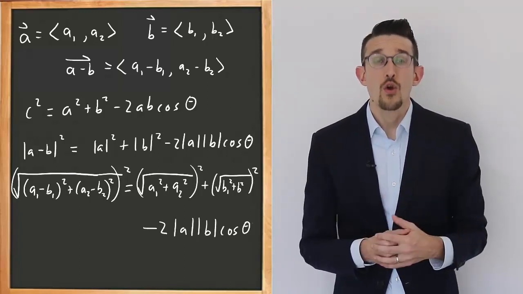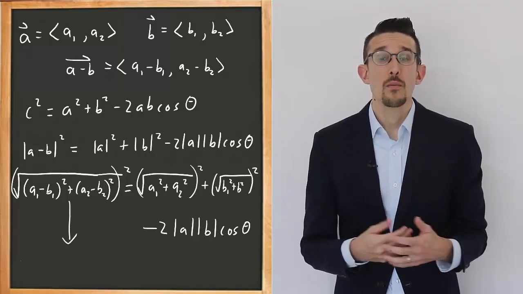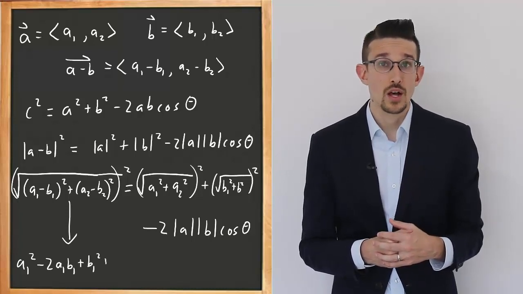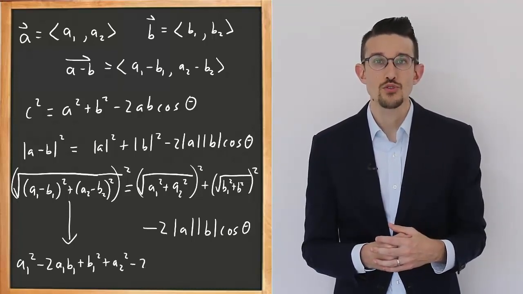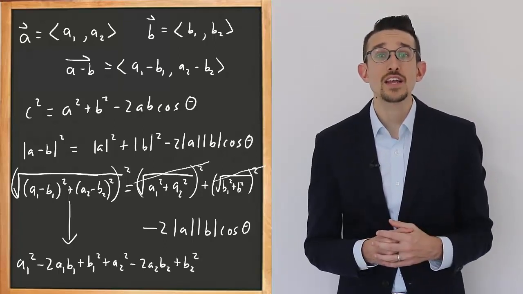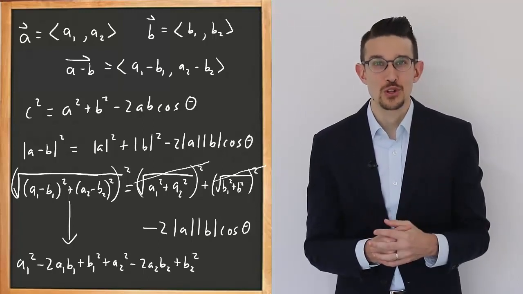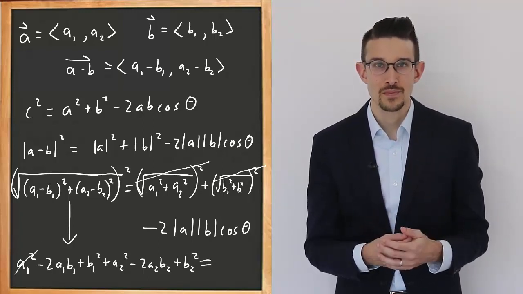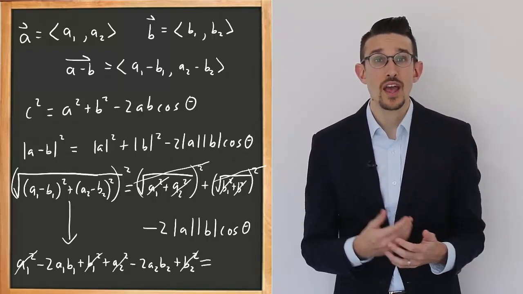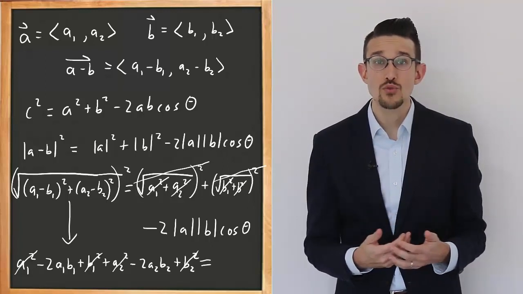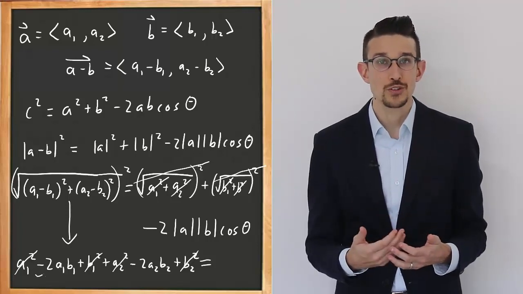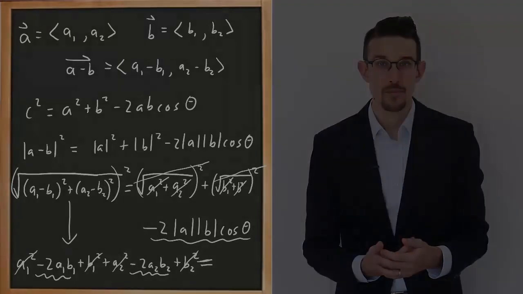And by expanding, we're going to end up with A1 squared minus 2A1B1 plus B1 squared plus A2 squared minus 2A2B2 plus B2 squared. All right, now let's take all of this and substitute it back into the original equation we started with from the law of cosines. As you can see, after we simplify some things, we end up with negative 2A1B1 minus 2A2B2 equals negative 2 times the magnitude of A times the magnitude of B times the cosine of the angle between them.